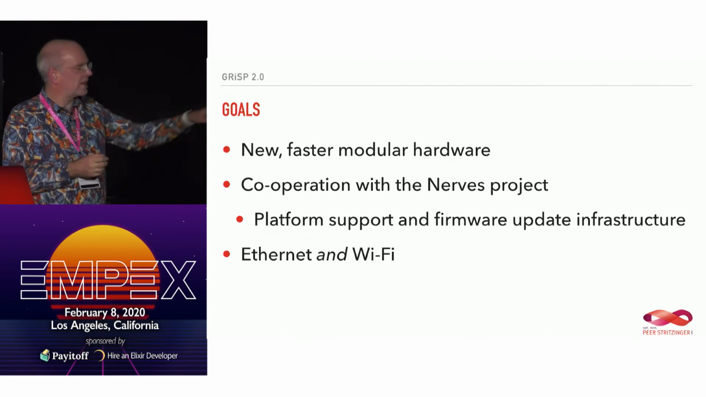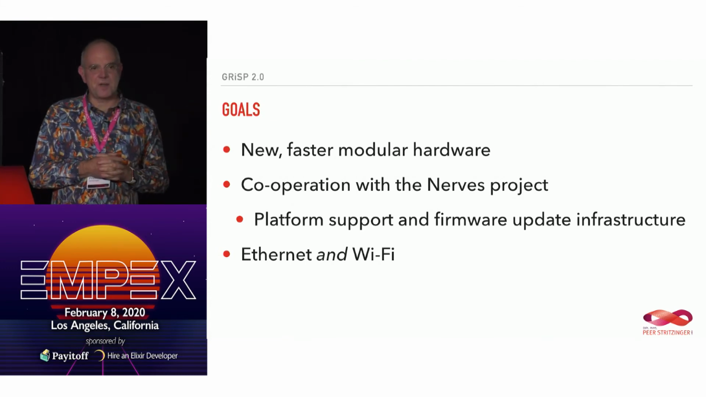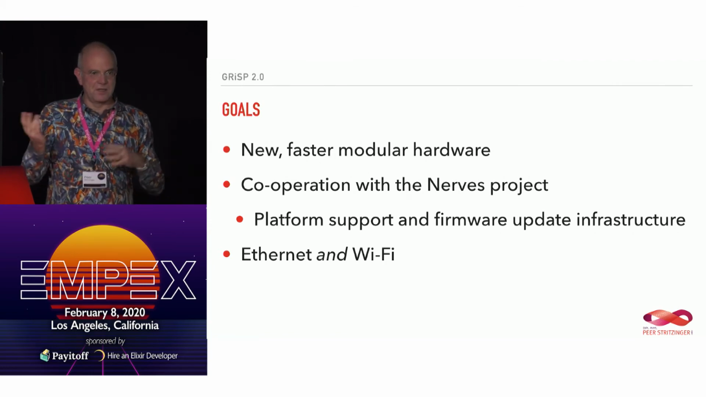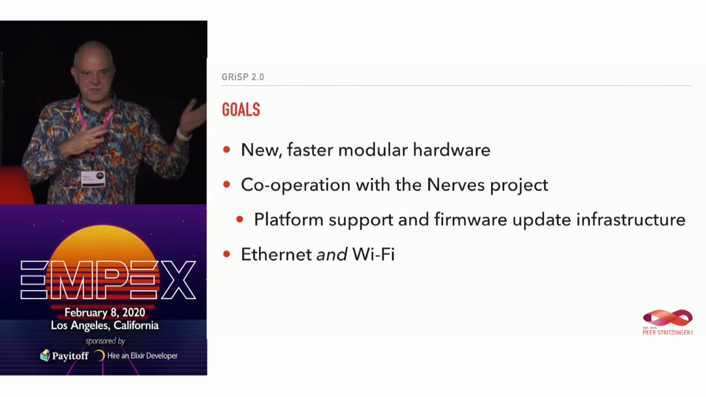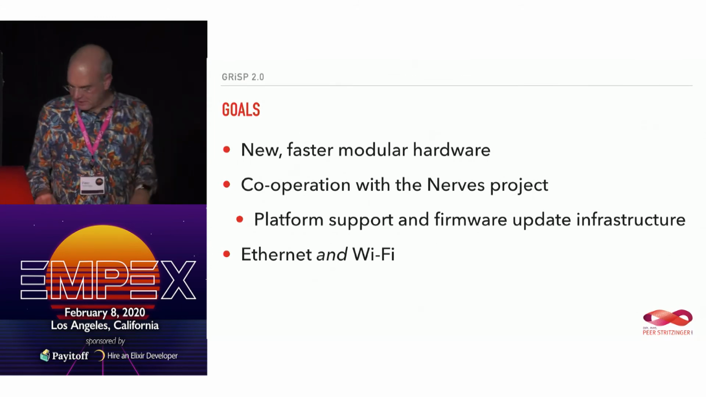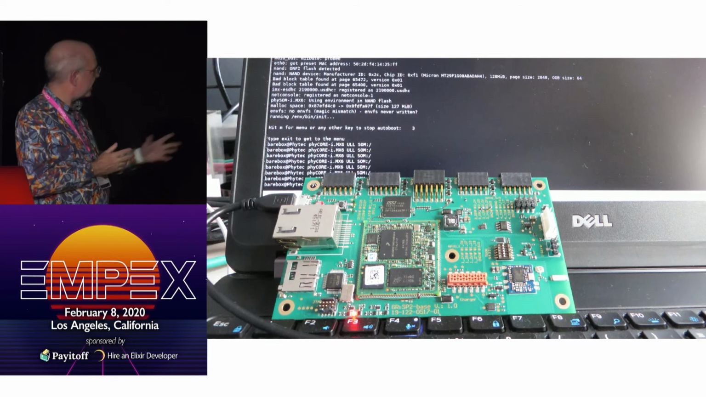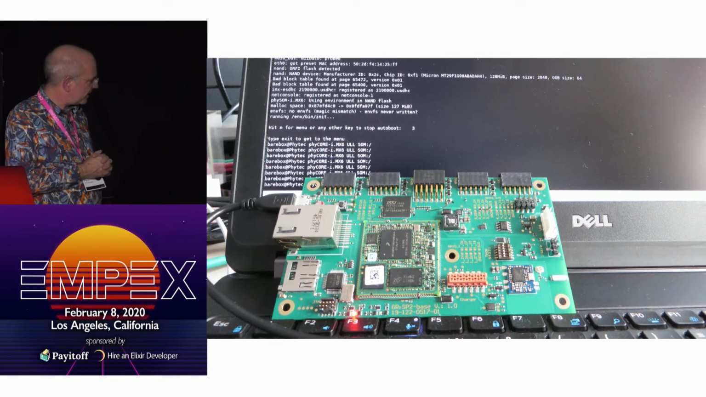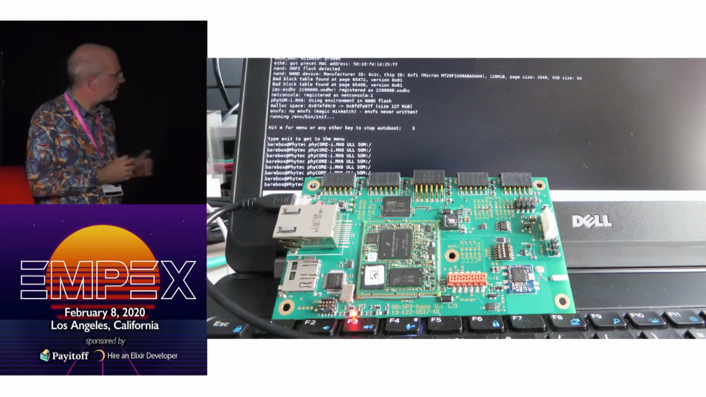So yeah, we also want to use the firmware update infrastructure from the Nerves project for GRiSP updates. So you can use both operating system versions interchangeably on the same hardware. Ethernet and Wi-Fi are already installed. That's the working GRiSP board at the table of the hardware developer. You can see it's a hardware developer because he has a Dell.